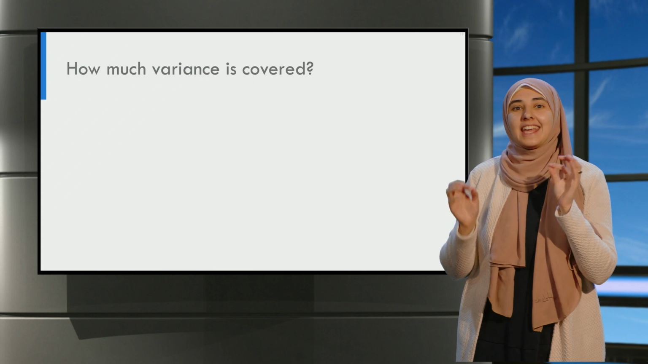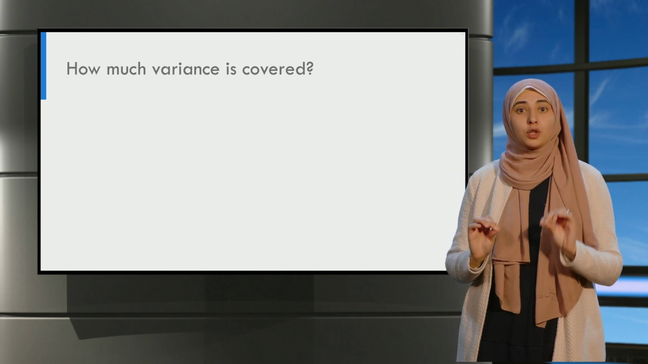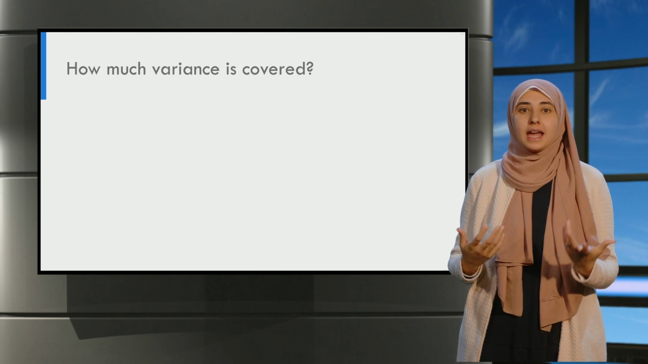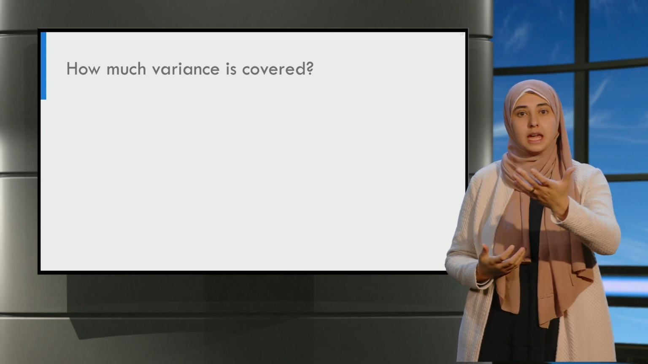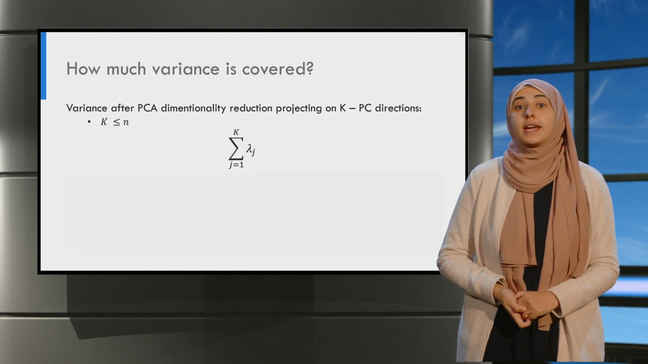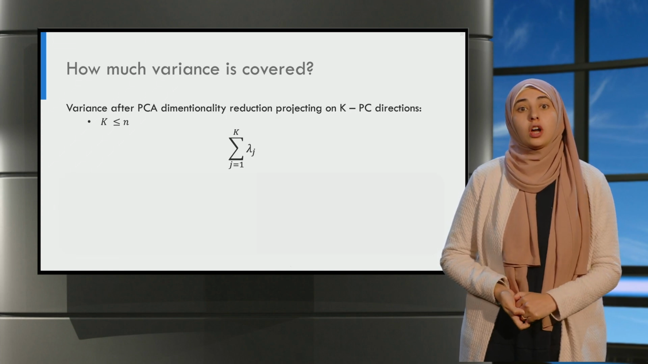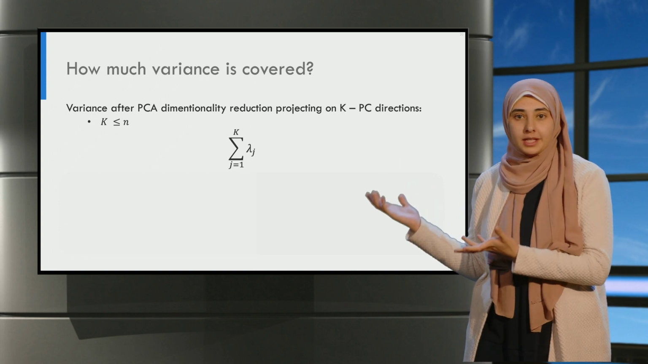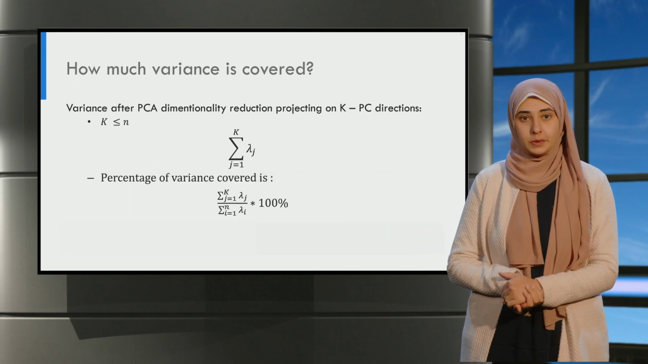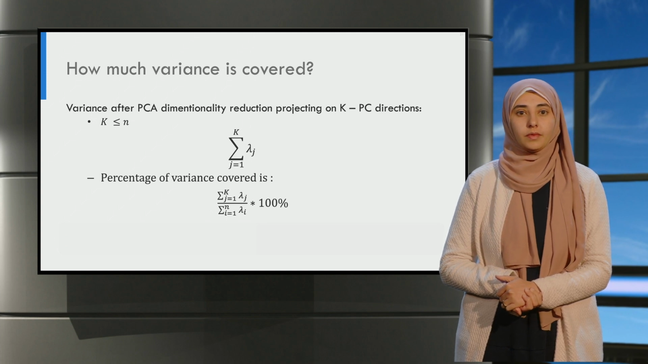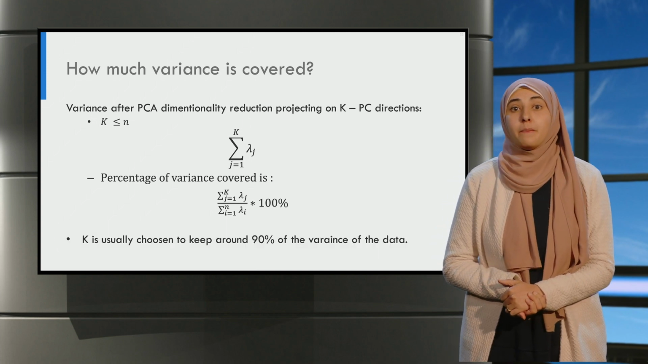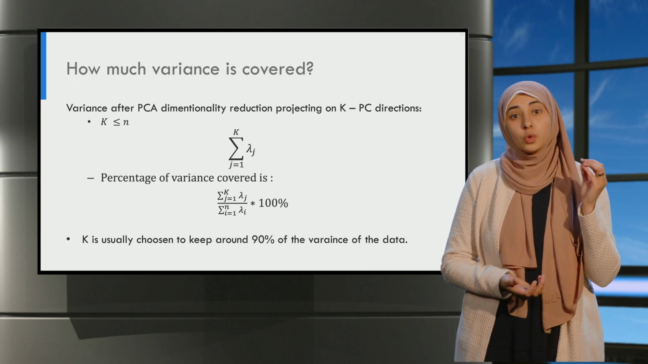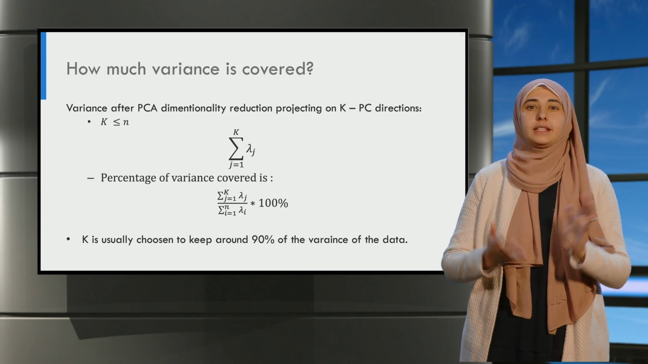We can measure the exact amount of variance kept when dropping some dimensions. This can be done by simply adding the lambdas that correspond to the k PC directions. We can also calculate the percentage of variance kept after dimensionality reduction using the percentage equation on the slide. We choose k based on the application, but most commonly we aim to keep around 90% of the data variance.